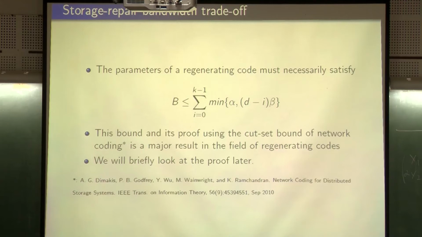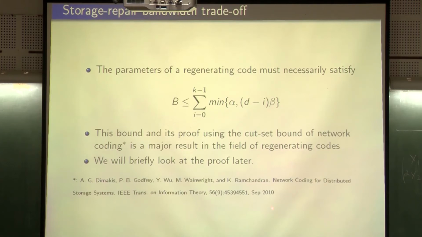You may ask why you need only 1.5. That is answered by the bound that the parameters of the regenerating code must satisfy: the size of the field that can be represented is upper bounded by a quantity given by the sum from i equal to 0 to k minus 1 of the minimum of alpha or (d minus i) times beta. This bound and its proof is called the cut-set bound of network coding, and it is a major result in the field of regenerating codes. I'll briefly look over it and also bring out the other issues that came up. Do you understand what subpacketization is and the concept so far? Yeah, this is clear.